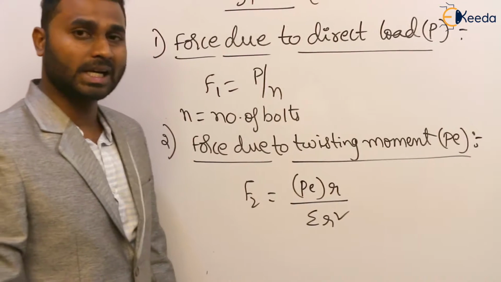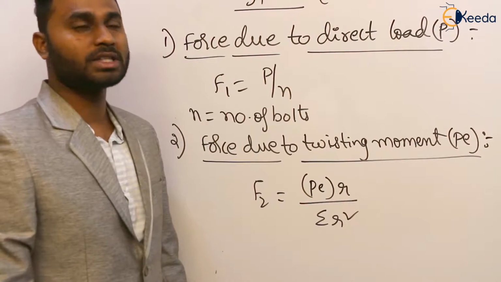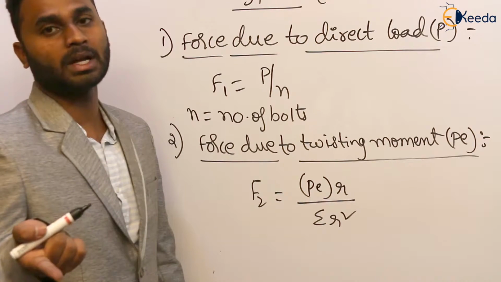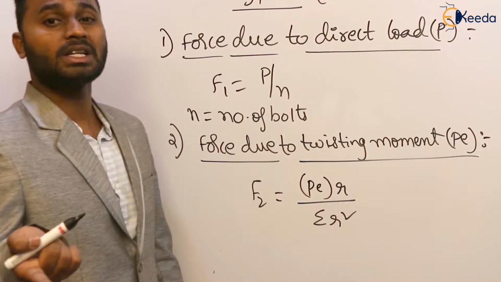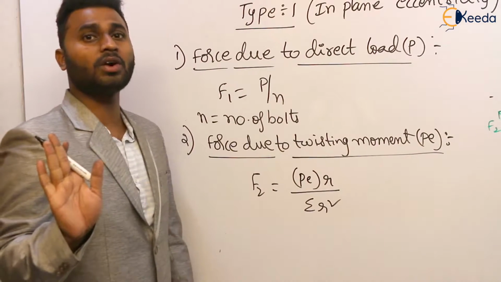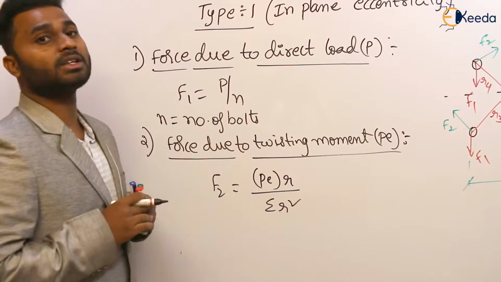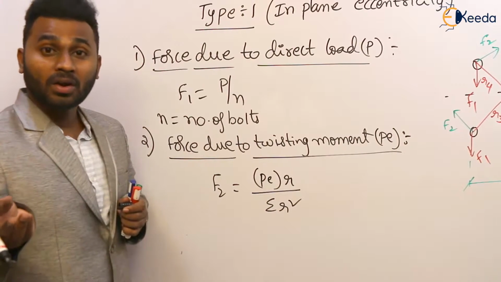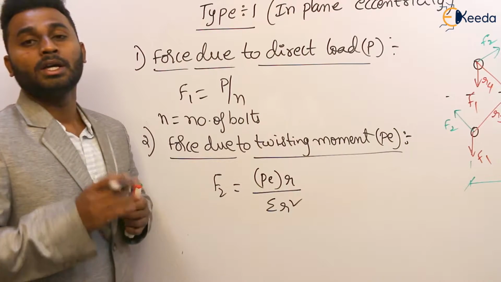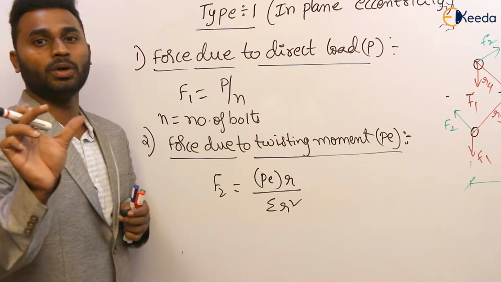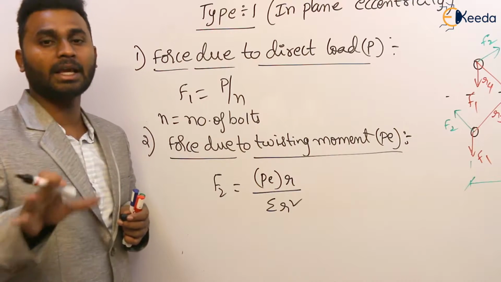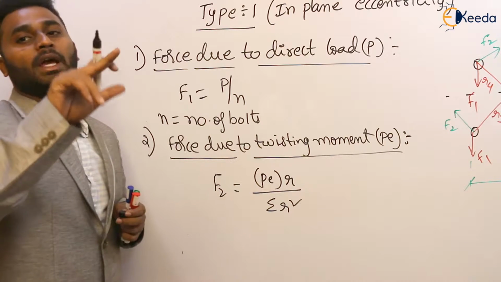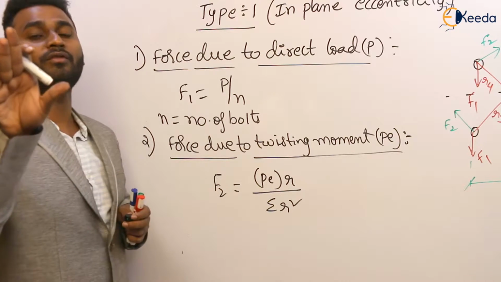So now, after calculating this F1 and F2, the forces in the rivet group because of the external in-plane eccentric load, we have to find the resultant of it. Yes or no? So how to find the resultant? We can find the resultant by using the parallelogram law. So what is the parallelogram law? If two forces F1 and F2 are making an angle theta, then the magnitude of the resultant is under root F1 square plus F2 square plus 2F1 F2 cos theta.